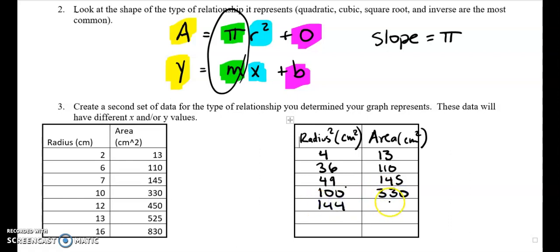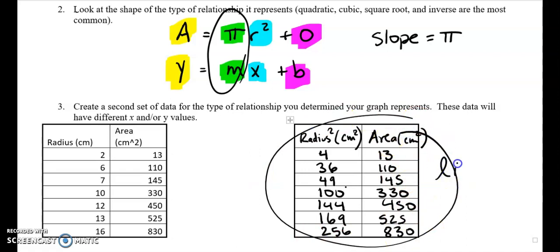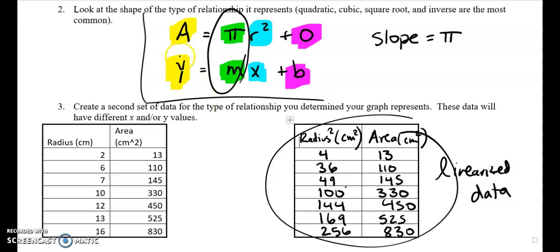12 squared is 144 and 450. Okay, and we have 13 squared, 169, 525 is still that. Now 16 squared was 256, and then this is still 830. Perfect. So now we have our data. This right here on the right-hand side is our linearized data. And again, it's because we're using the equation comparing it to a linear form, y equals mx plus b, and we knew what the relationship should likely be like.